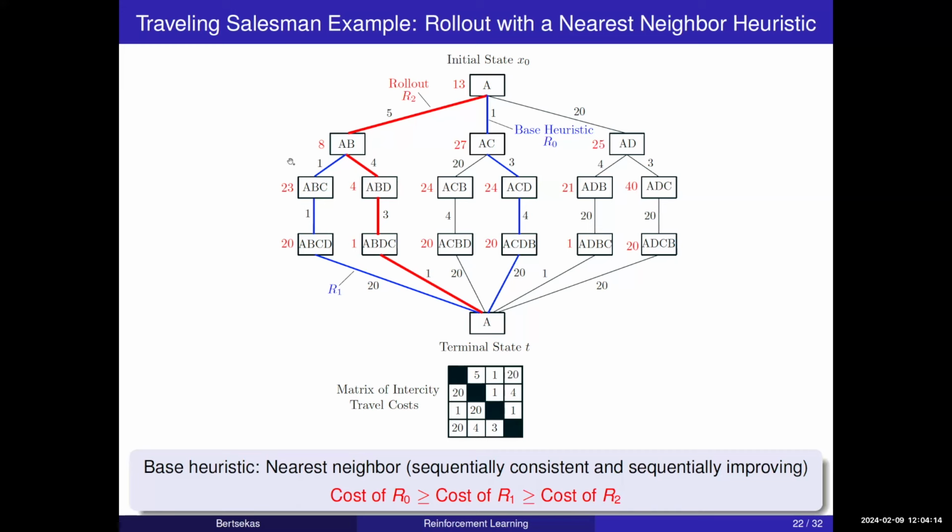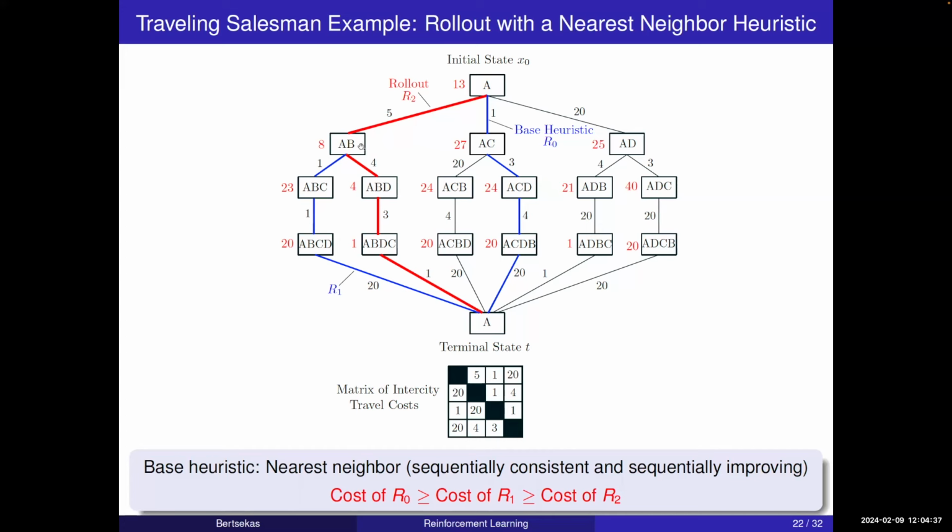So this one is going to correspond to the smallest Q factor of all of these states. And so rollout is going to tell us to move here. And then this is the first policy that rollout generates. The cost of this Q factor is 27. So it has a smaller cost than this one, and it certainly has a smaller cost than this one. Then we repeat this process.